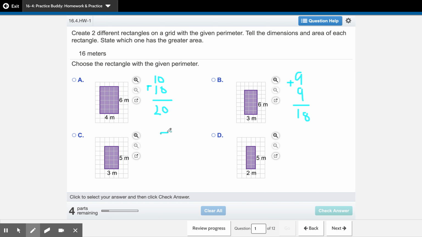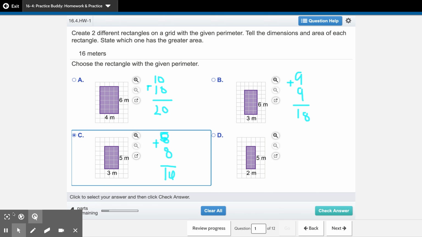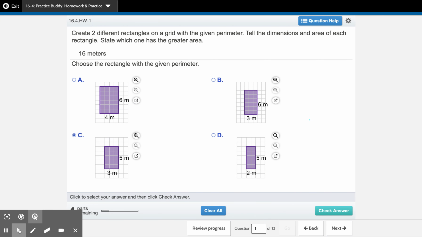On this one, I have 5 and 3, which equals 8. And if I do 8 plus 8, that does equal 16. So I could double check and just see 5 plus 2 equals 7 and 7 plus 7 equals 14. So it's not that one. So I've come down to my answer, which is C. So that's really our first step here. So I'm going to go ahead and check my answer and we are correct.